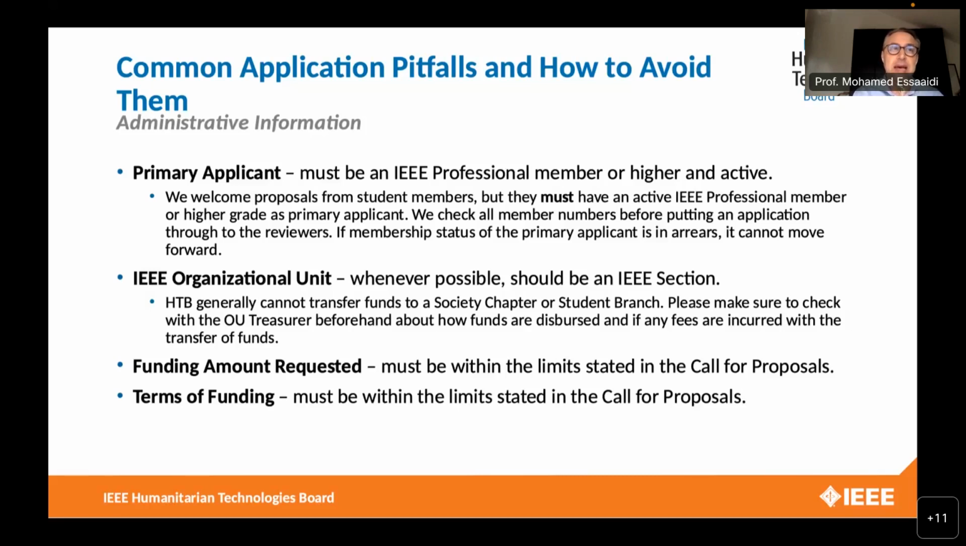We have also the IEEE organizational unit, which should be also involved in this process. So whenever possible, it should be an IEEE section. HTV generally cannot transfer funds to a society chapter or student branch. It should be, as it is said, an IEEE section. So please make sure to check with the organizational unit treasurer beforehand about how funds are disbursed and if any fees are incurred with the transfer of funds. We have also the funding amount requested that should be within the limits stated in the call for proposals. We should not exceed the limit that's fixed for those proposals. And the terms of funding must be within the limits stated in the call for proposals too.